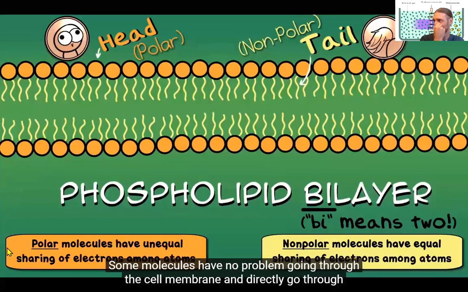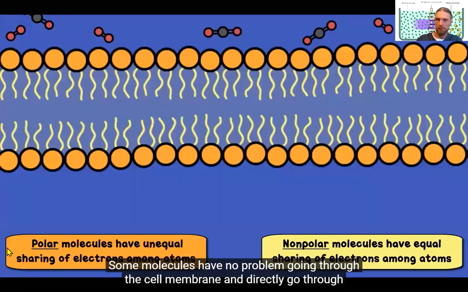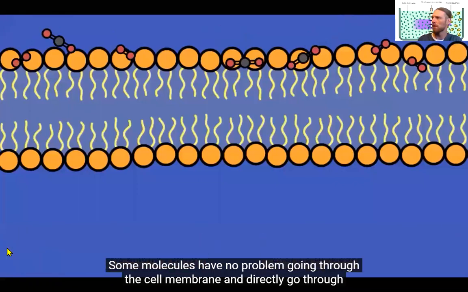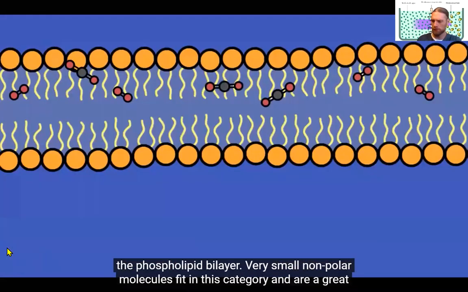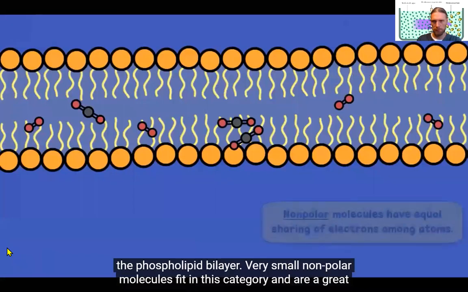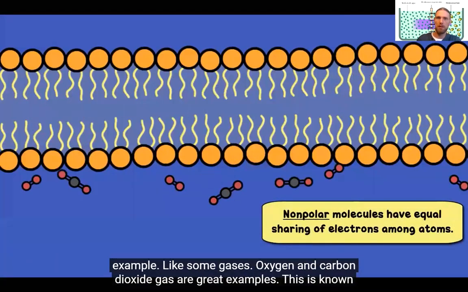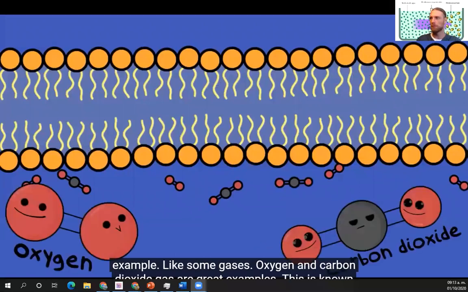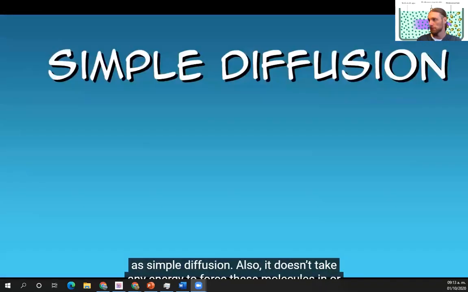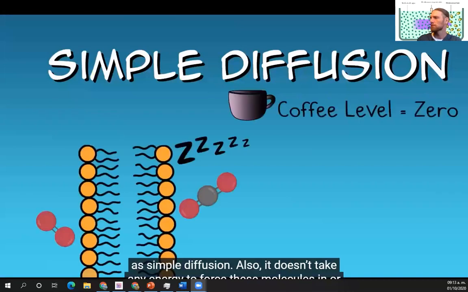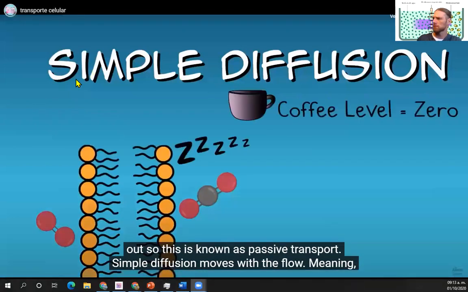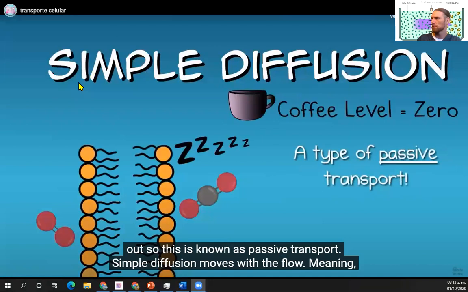Some molecules have no problem going through the cell membrane, and they directly go through the phospholipid bilayer. Very small, nonpolar molecules fit in this category. Some gases, like oxygen and carbon dioxide gas, are great examples. This is known as simple diffusion. Also, it doesn't take any energy to force those molecules in or out, so it's known as passive transport.